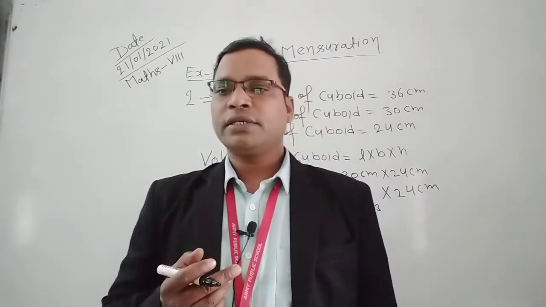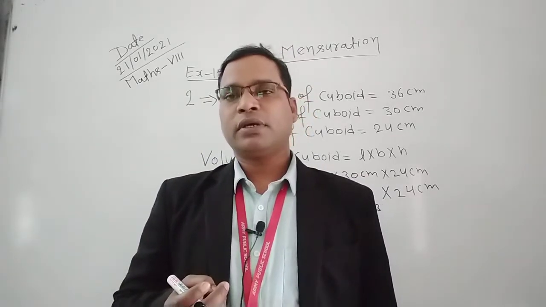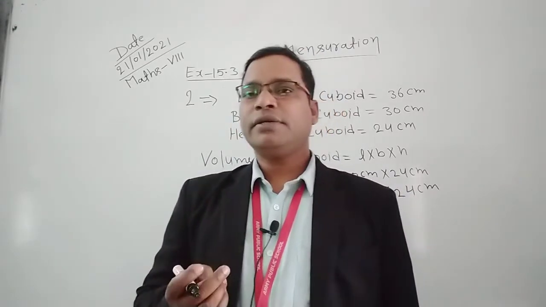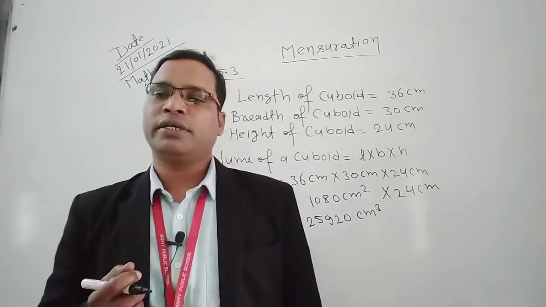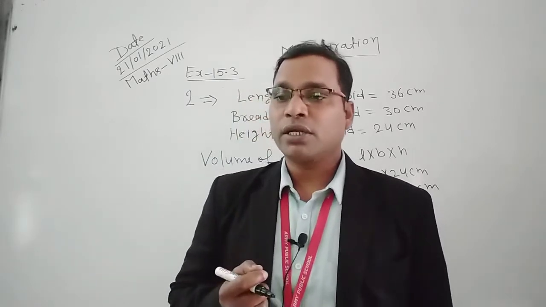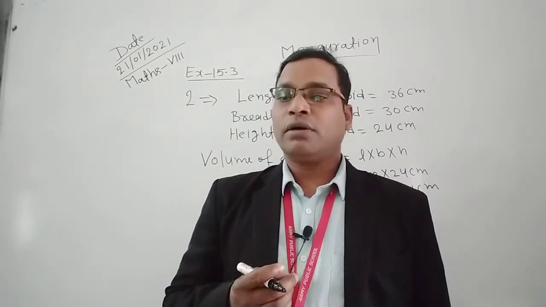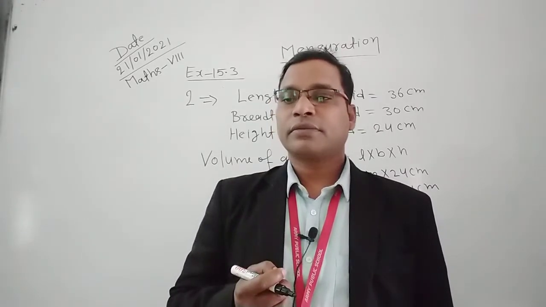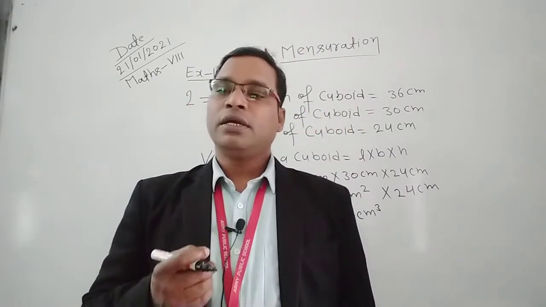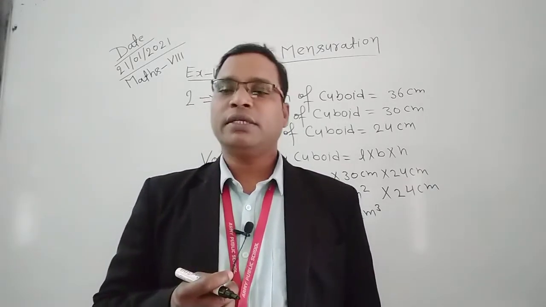So first we find the volume of the cuboid. After this we find the volume of the cube. The side of the cube is given as 6 centimeters. We need to find the number of small cubes. How can you find it? If you divide the volume of the cuboid by the volume of a small cube, then you can find the number of small cubes.